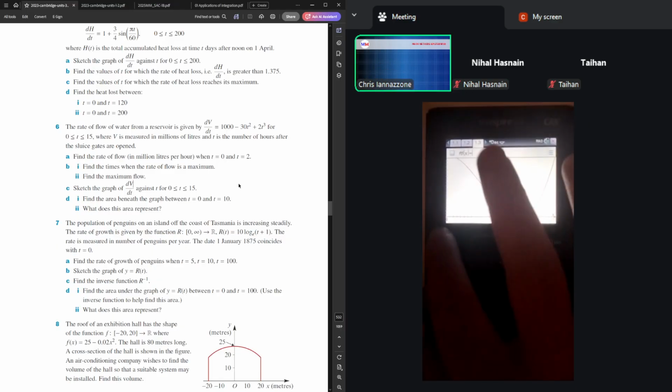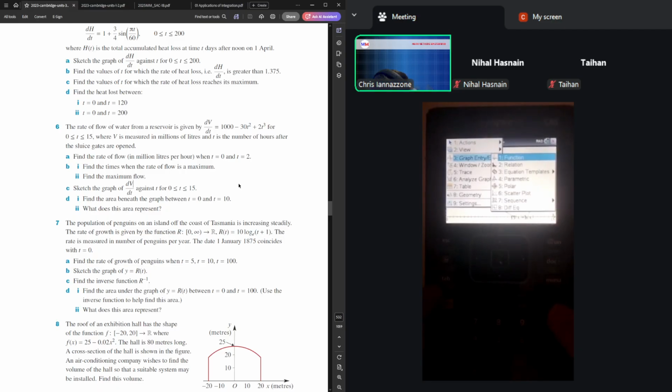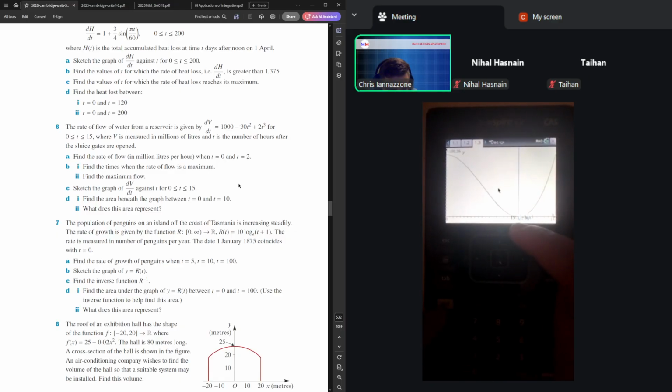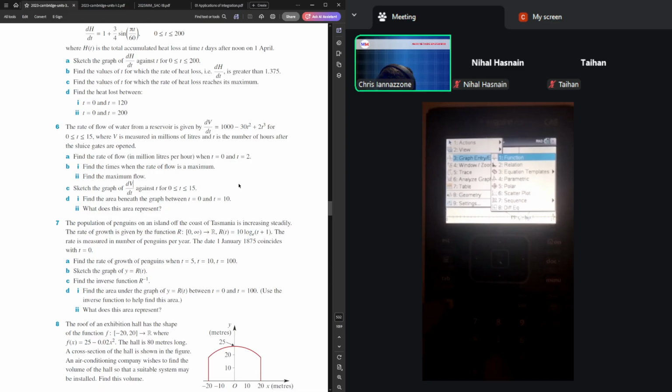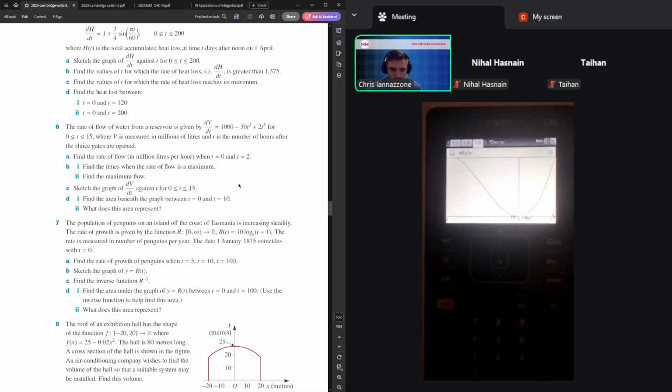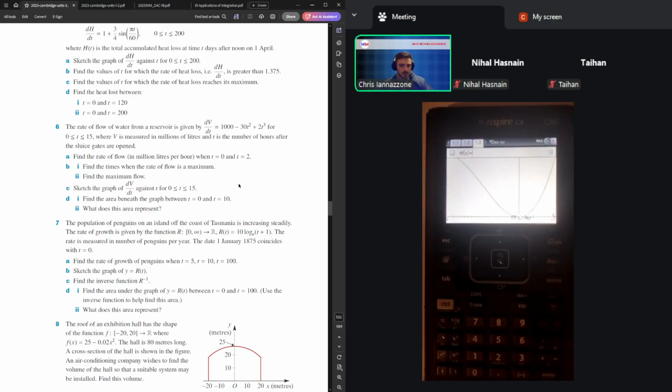As a quick reminder, if you want to do a vertical line, you go into the relation menu there. And yep, sure enough, it's at that turning point. Again, menu 3 for graph entry edit, 2 for relation. I'll pop it back to function though. Okay, we want to find area beneath the graph between 0 and 10. What might we be doing?